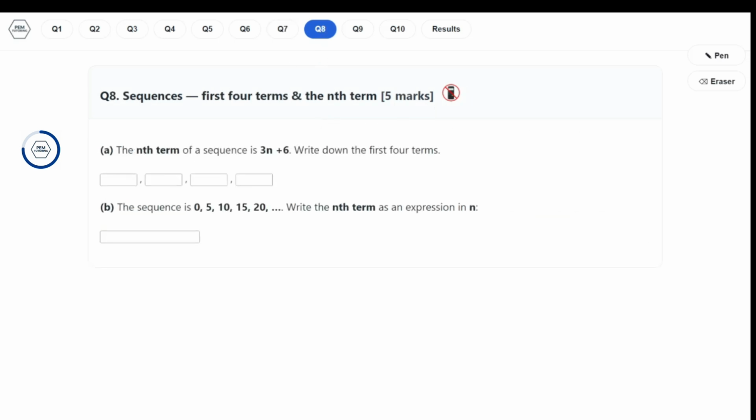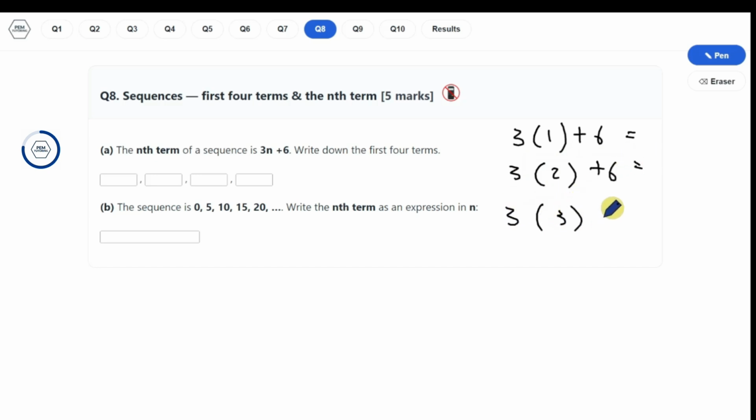Now let's look at question 8. For question 8, we want to find the first 4 terms of this sequence. All you need to do for that is replace n with 1, then 2, then 3, then 4. So if we get the first term, we have 3 times 1 plus 6. We work this out. Then we have 3 times 2 plus 6. Work that one out. 3 times 3 plus 6. Work that out. And then 3 times 4 plus 6, and work that one out.